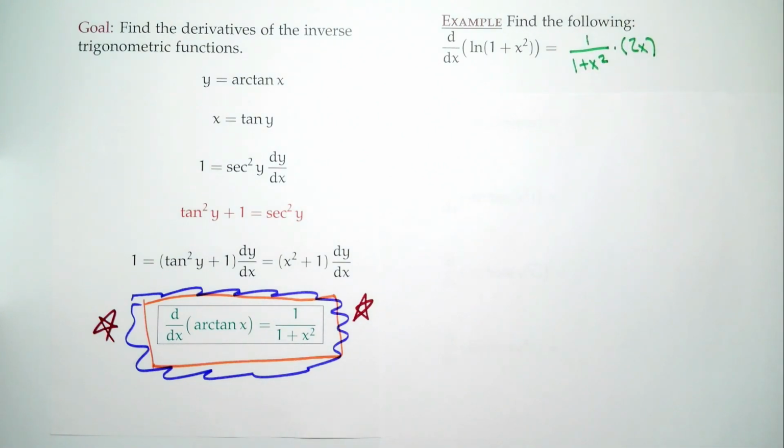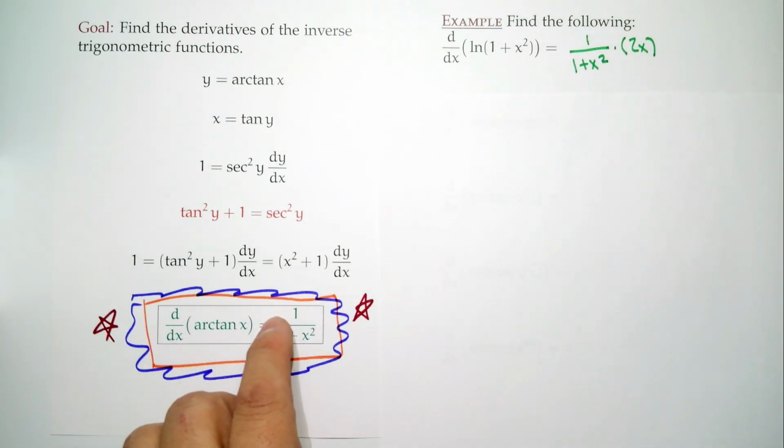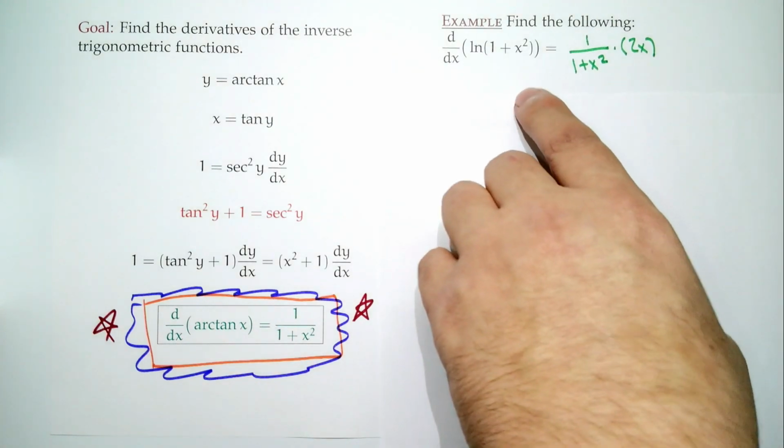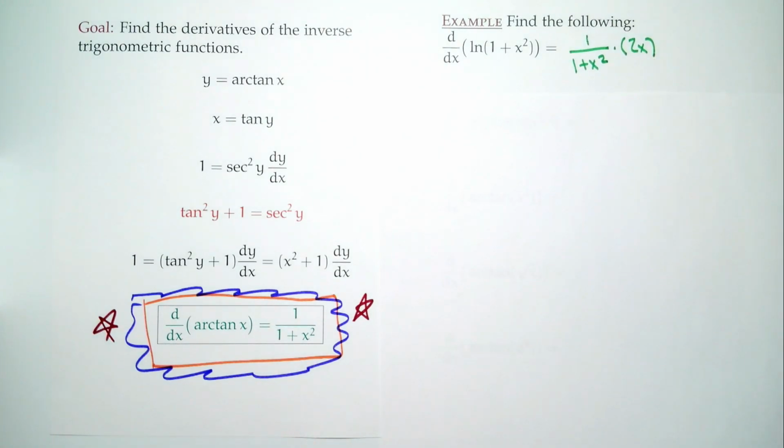Oftentimes it's not too surprising to see a log of 1 plus x squared mixed in with an arctangent, because when you take derivatives, they'll have the same denominator, so it makes it a little bit easier to work with. But there is a difference. When you take the derivative of arctangent, the numerator is 1, whereas when you have this log of 1 plus x squared, by the chain rule you have that extra 2x term showing up.